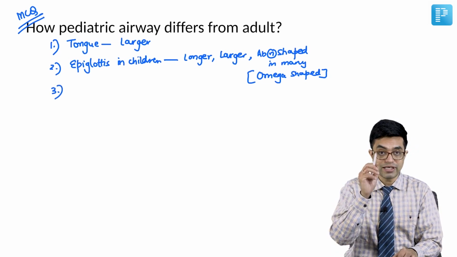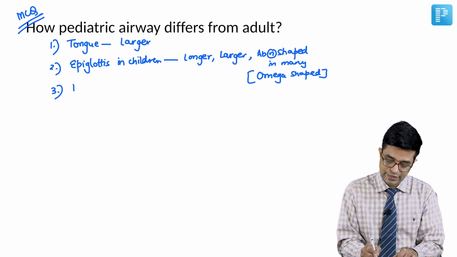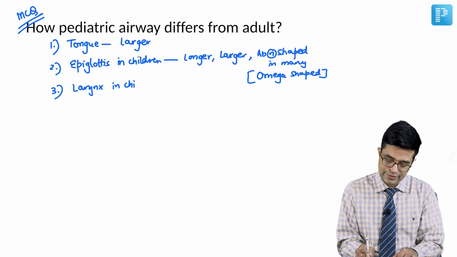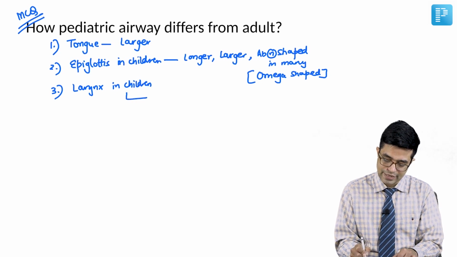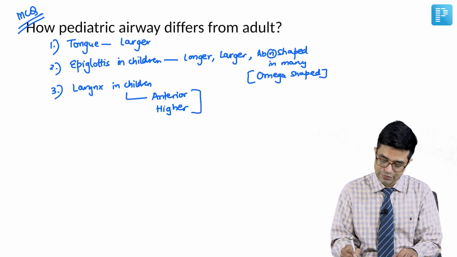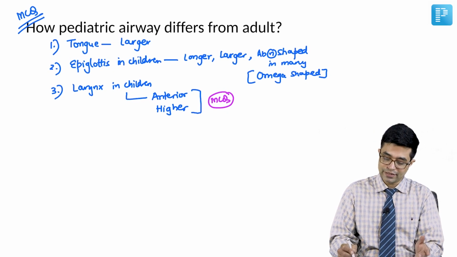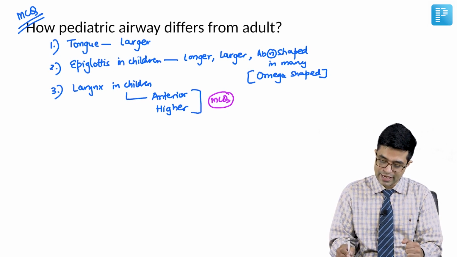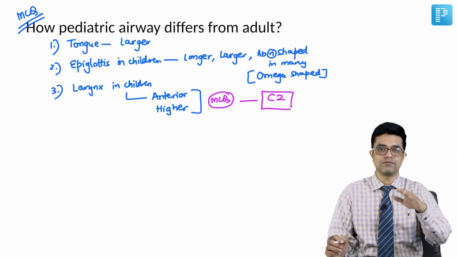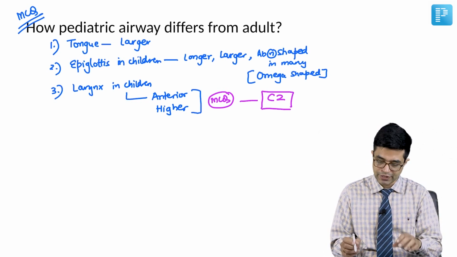Third thing, which was the MCQ point, the larynx in children is anteriorly placed and higher placed. So anterior and higher larynx was the MCQ point which was asked in an entrance exam. Higher means it is present as high as the level of the C2 vertebra. So a question can be asked: at what level? C2 vertebra is the level.